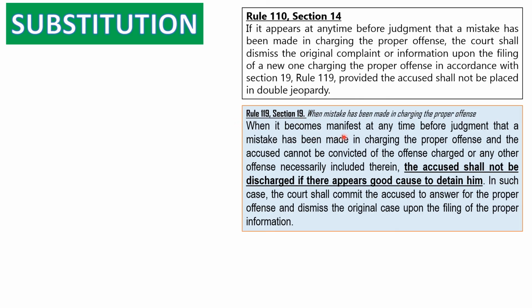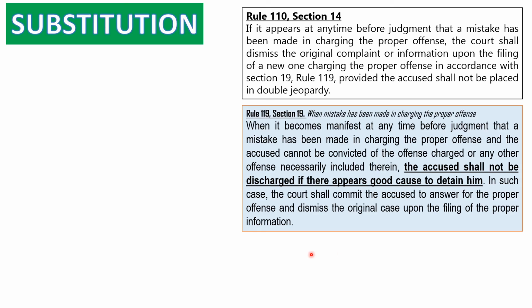So when it becomes manifest at any time before judgment that there was a mistake in charging the proper offense, and the accused cannot be convicted of the offense charged or any other offense necessarily included therein, then what is the duty of the court? The court shall not discharge the accused. The accused shall not be discharged if there appears good cause to detain him. In such case, the court will commit the accused to answer for the proper offense and dismiss the original case upon the filing of the proper information. So this is the substitution.